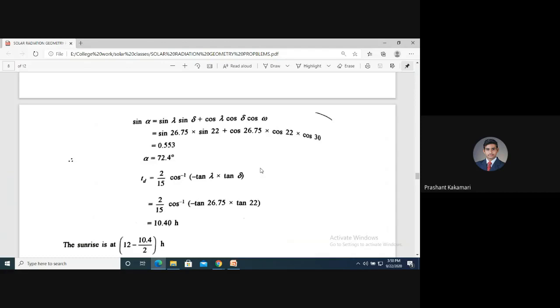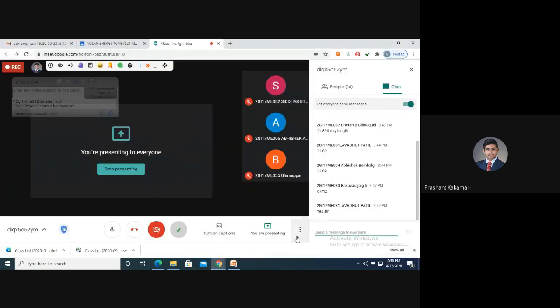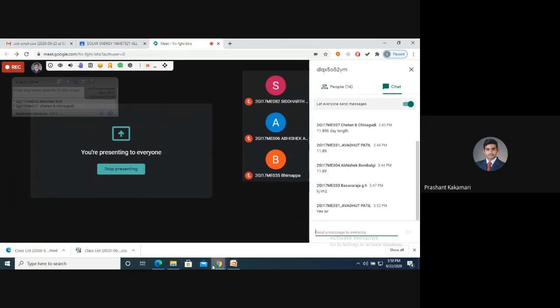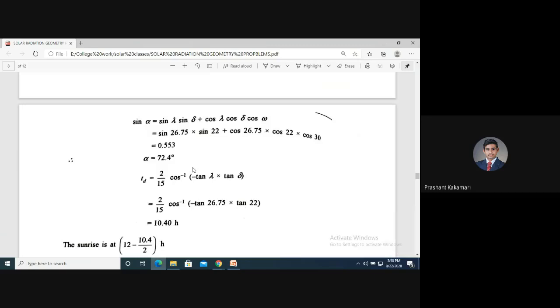So anyone can check the alpha value. Is it 72.4 degrees? Also, you know how to find the day length. So both steps you can note down and tell me whether the answers given in the book are correct or not. 72.4 degrees they have told for the altitude angle. Total day length is 10.4 hours.